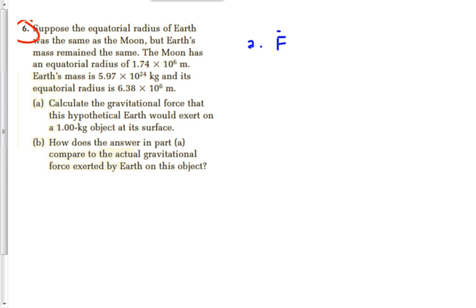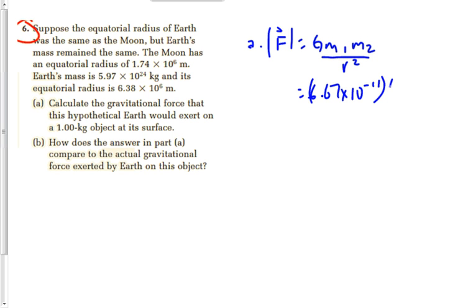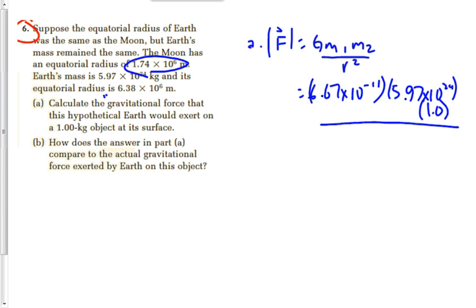Well, we're going to say that F is equal to G m1 m2 over r squared. It's 6.67 times 10 to the minus 11, times the mass of the Earth, 5.97 times 10 to the 24, times the 1 kilogram object, divided by the equatorial radius here, which, remember, we're not using the equatorial radius of the Earth. We're using that of the moon, 1.74 times 10 to the 6. And we got to square that. I don't know what that value works out to be, but you can find it, right? You get the value of that force.